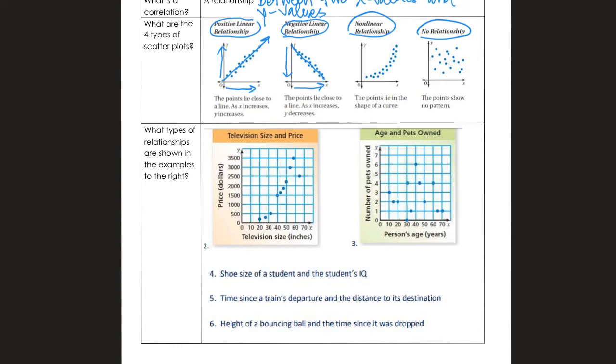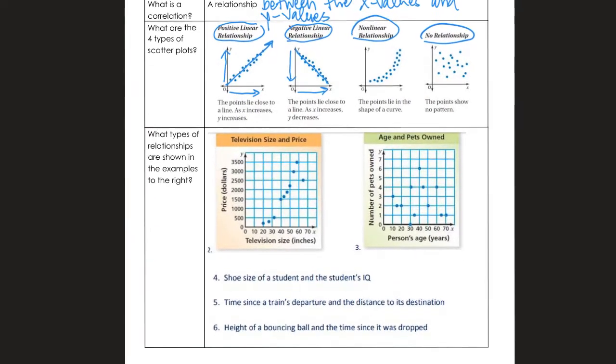Okay, so we're going to look at these 5 examples. We're going to look at these graphs and identify what type of relationship is going on. As we look at this first example, the television example, our x value is the television size and our y value is the price. If you were to buy a television that's 20 inches, you're going to pay, looks like, about $200. And then as your TV gets bigger, you're going to end up paying more.